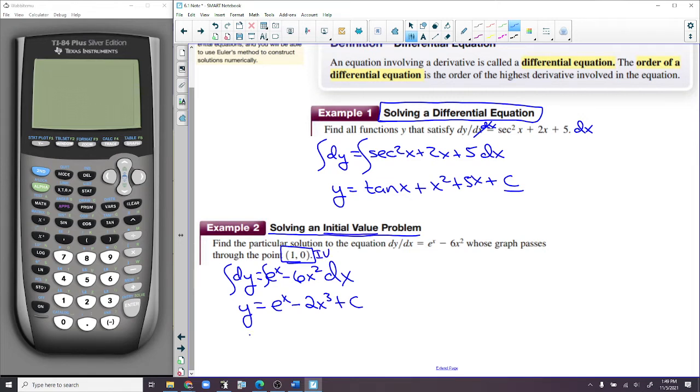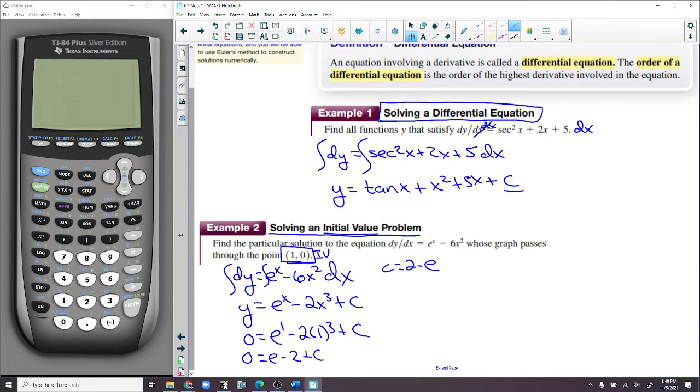And y is 0, x is 1. So we plug in 1 and 0: 0 equals e minus 2(1) to the third plus c, so 0 is equal to e minus 2 plus c. So c is equal to 2 minus e. We subtract e, add 2.